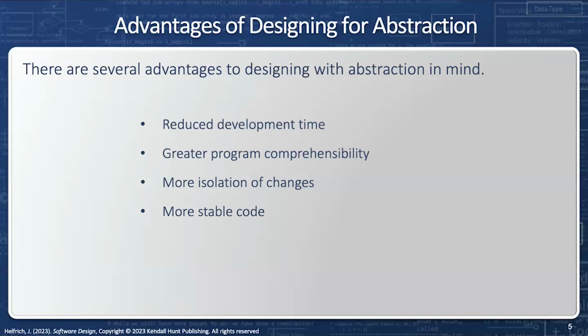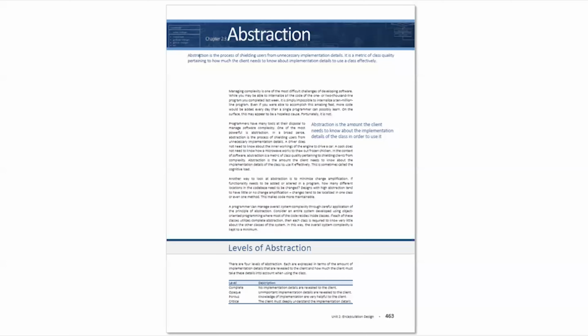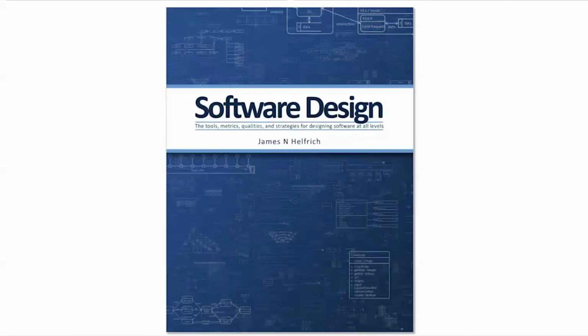And finally is more stable code. Code with a high level of abstraction tends to be easier to test. The more we can test code, the more we can offer quality assurances. We can learn more about abstraction in the abstraction chapter of the software design textbook.